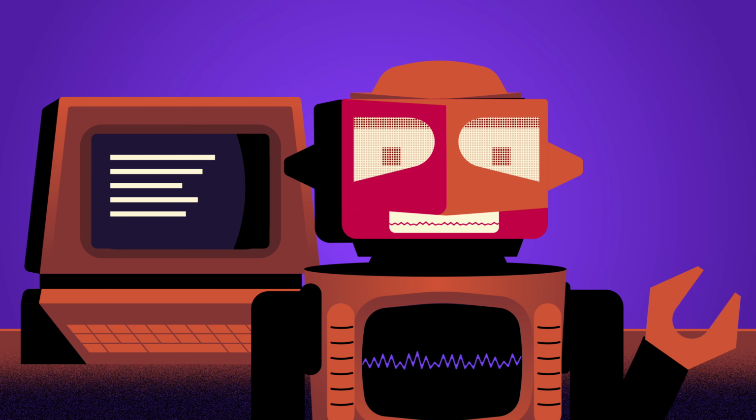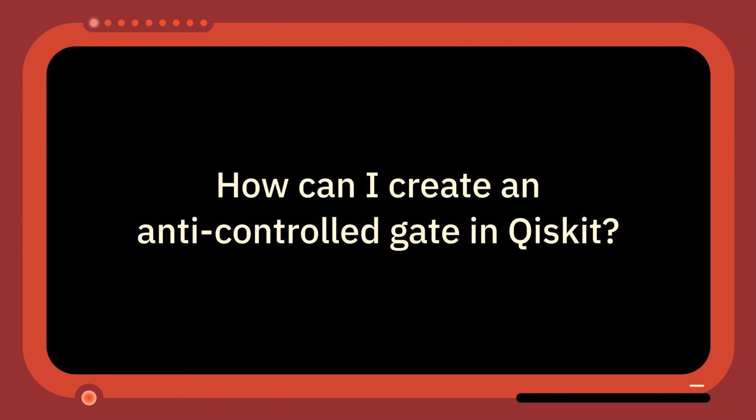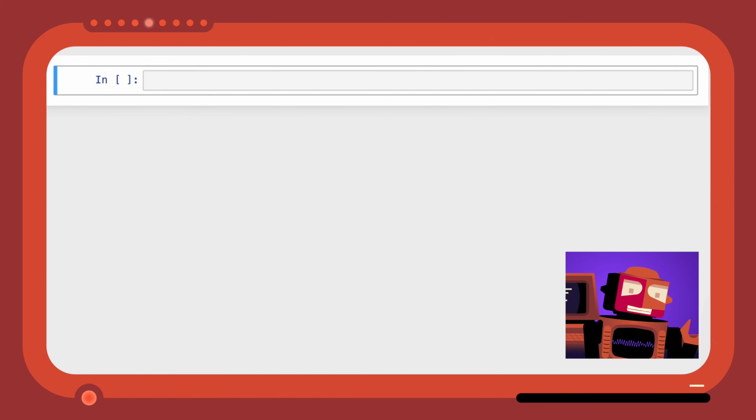This week the question is: how can I create an anti-controlled gate in Qiskit? In quantum computing, a controlled gate acts on a target qubit if the control qubit is in a certain state, normally the 1 state. An anti-controlled gate, by contrast, acts on the target qubit if the control qubit is in the 0 state, and does nothing to the target if the control is in the 1 state. This is useful for certain quantum algorithms and protocols.